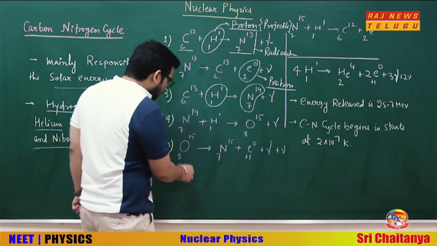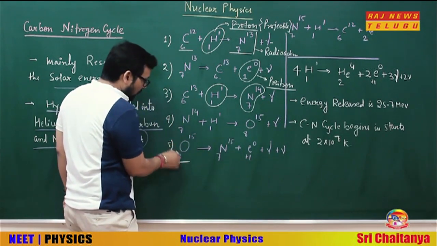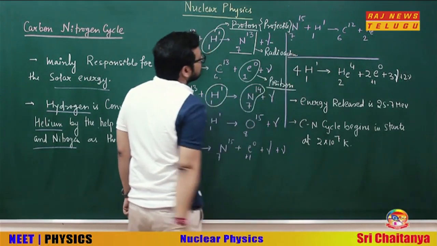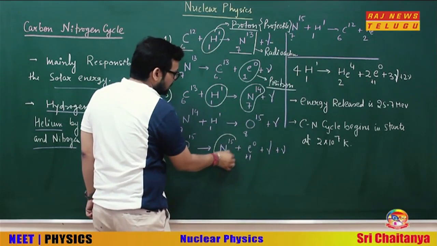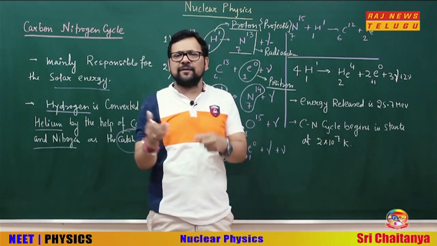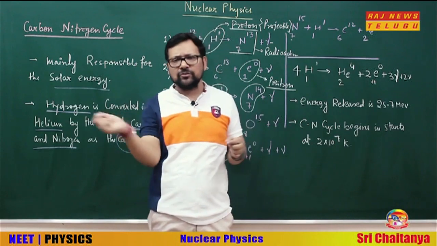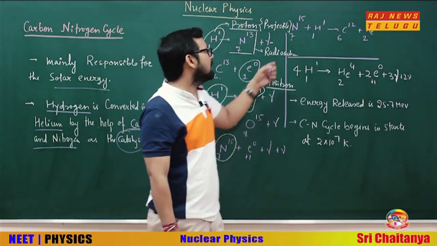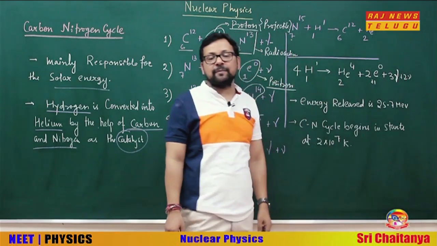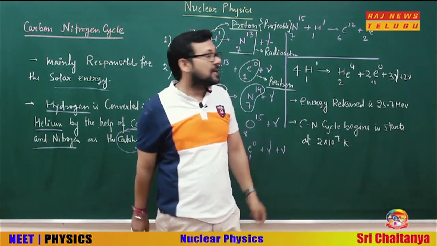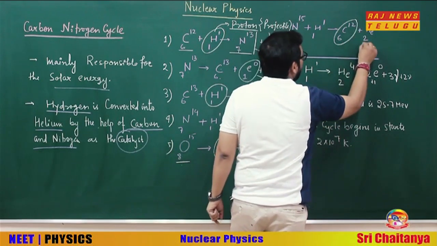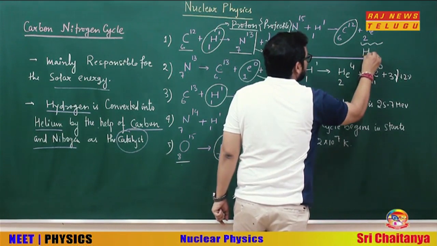Okay. After this fifth step, oxygen 15, see here. What is happening? You have formed this nitrogen 15. Almost in every step, either a positron is releasing or hydrogen is being bombarded as a projectile. This nitrogen 15 is again bombarded by what? It is being bombarded by a proton. Now what is being formed? Being formed is C12 and the product helium.